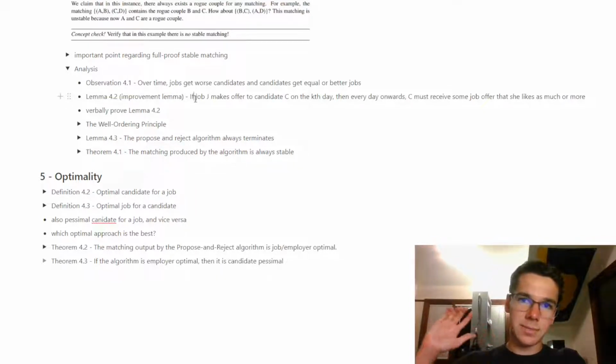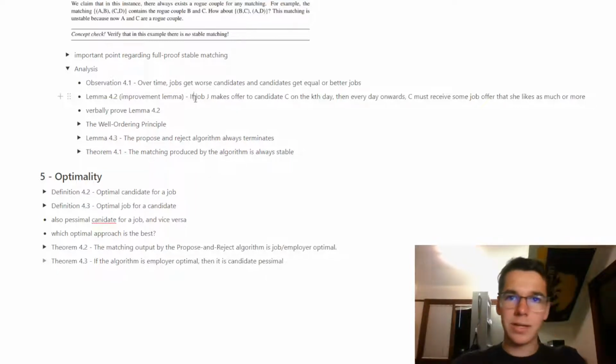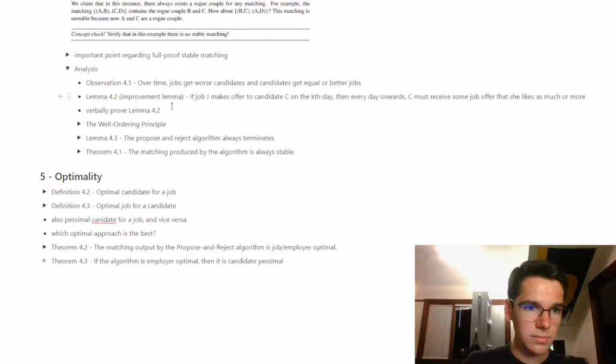And if some job that is ranked higher for that candidate makes an offer to that candidate, then they will accept it. But if it's lower, then they simply won't accept it. So that's how the candidate will only stay as good as the current job or improve. Okay, so hopefully that makes sense.